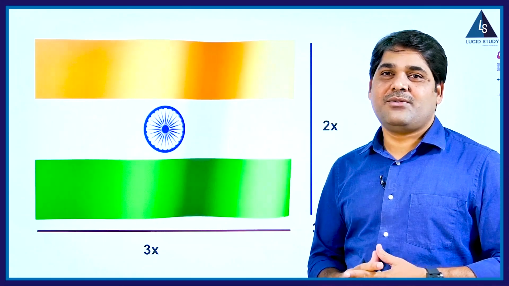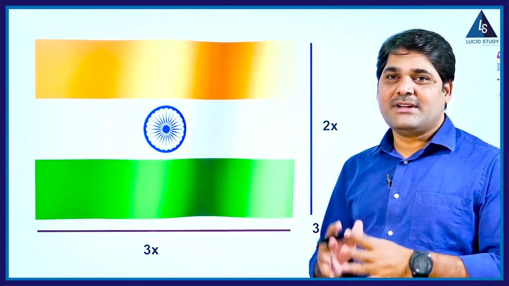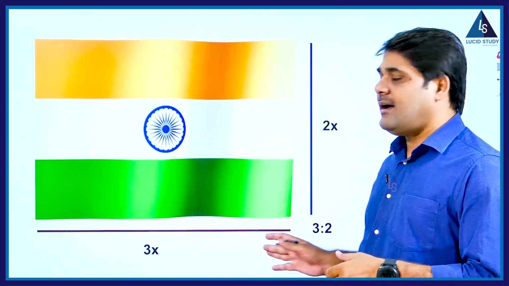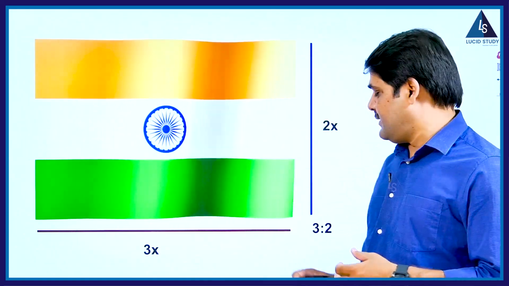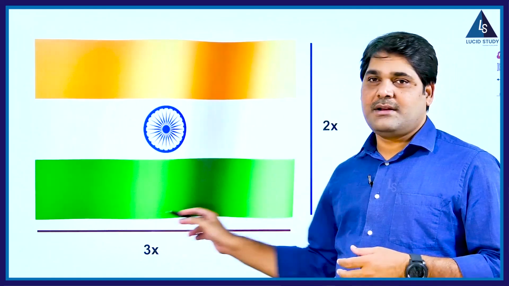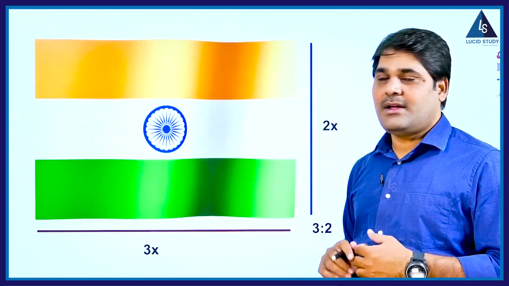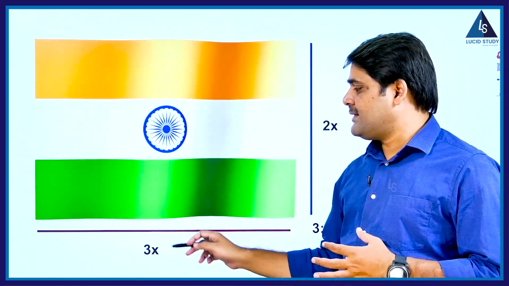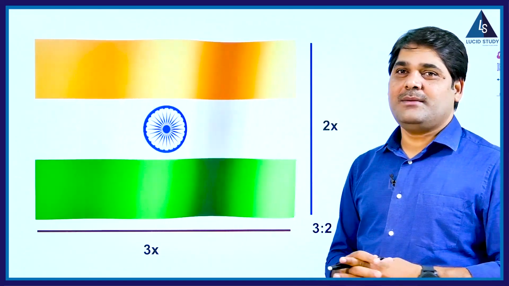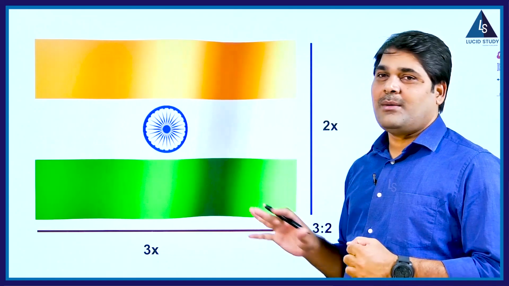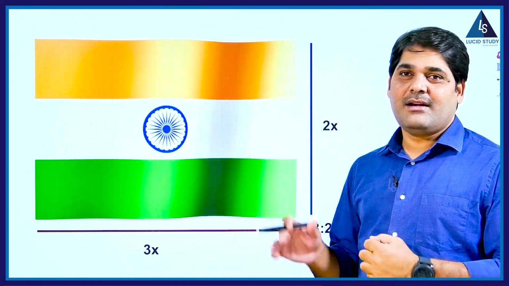Even our national flag has a certain ratio of length and breadth, that is 3 is to 2. So see, 3 is to 2 ratio. This is 3 and this is 2. Simply we represent the length as 3x and the width as 2x. This is one application of ratio.